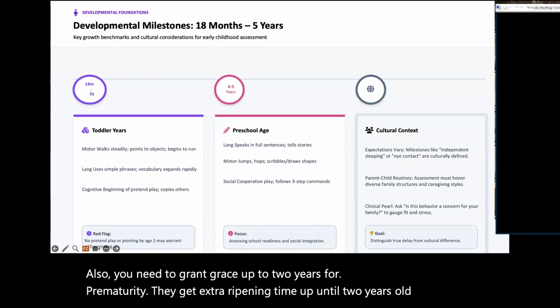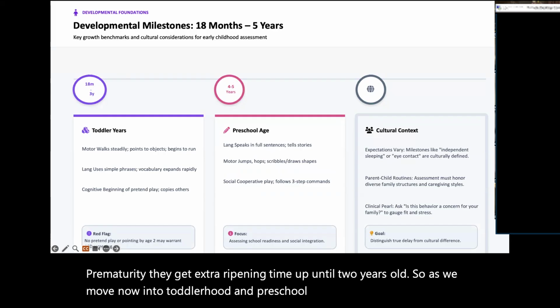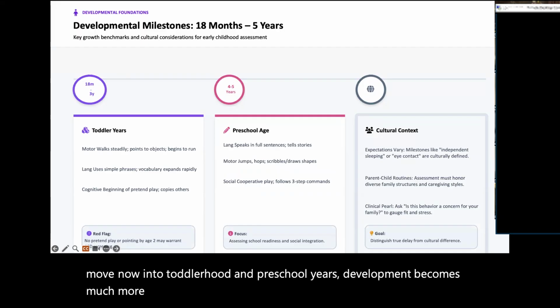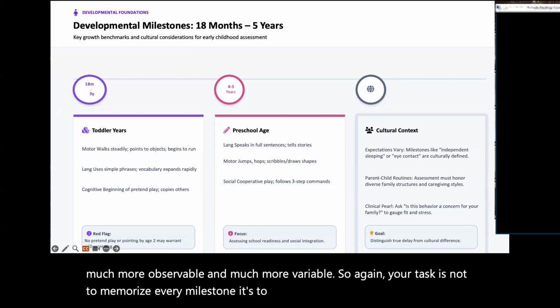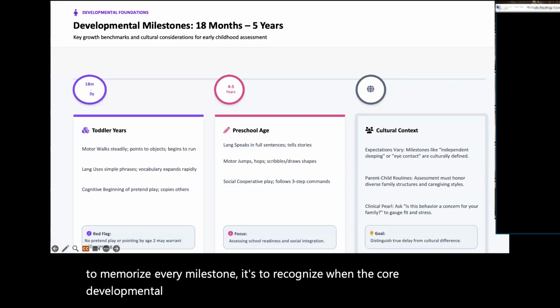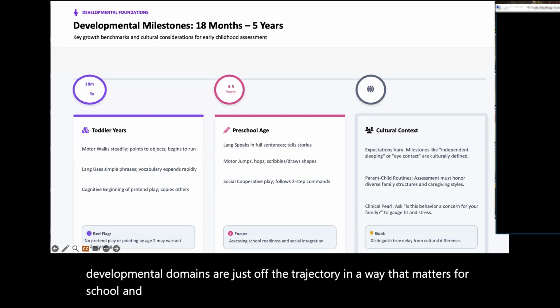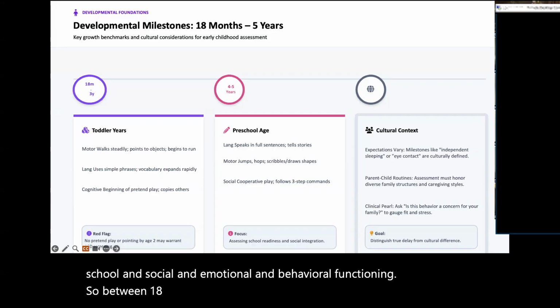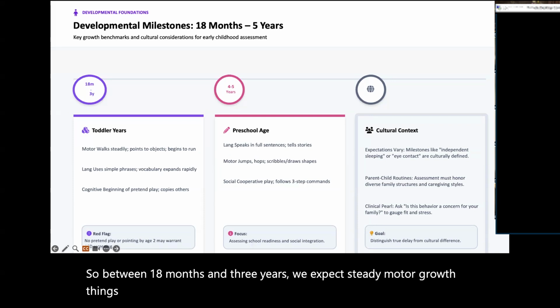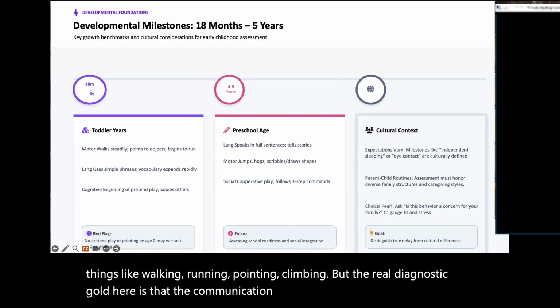So as we move now into toddlerhood and preschool years, development becomes much more observable and much more variable. So again, your task is not to memorize every milestone. It's to recognize when the core developmental domains are just off the trajectory in a way that matters for school and social and emotional and behavioral functioning. So between 18 months and 3 years, we expect steady motor growth, things like walking, running, pointing, climbing. But the real diagnostic gold here is the communication and pretend play.